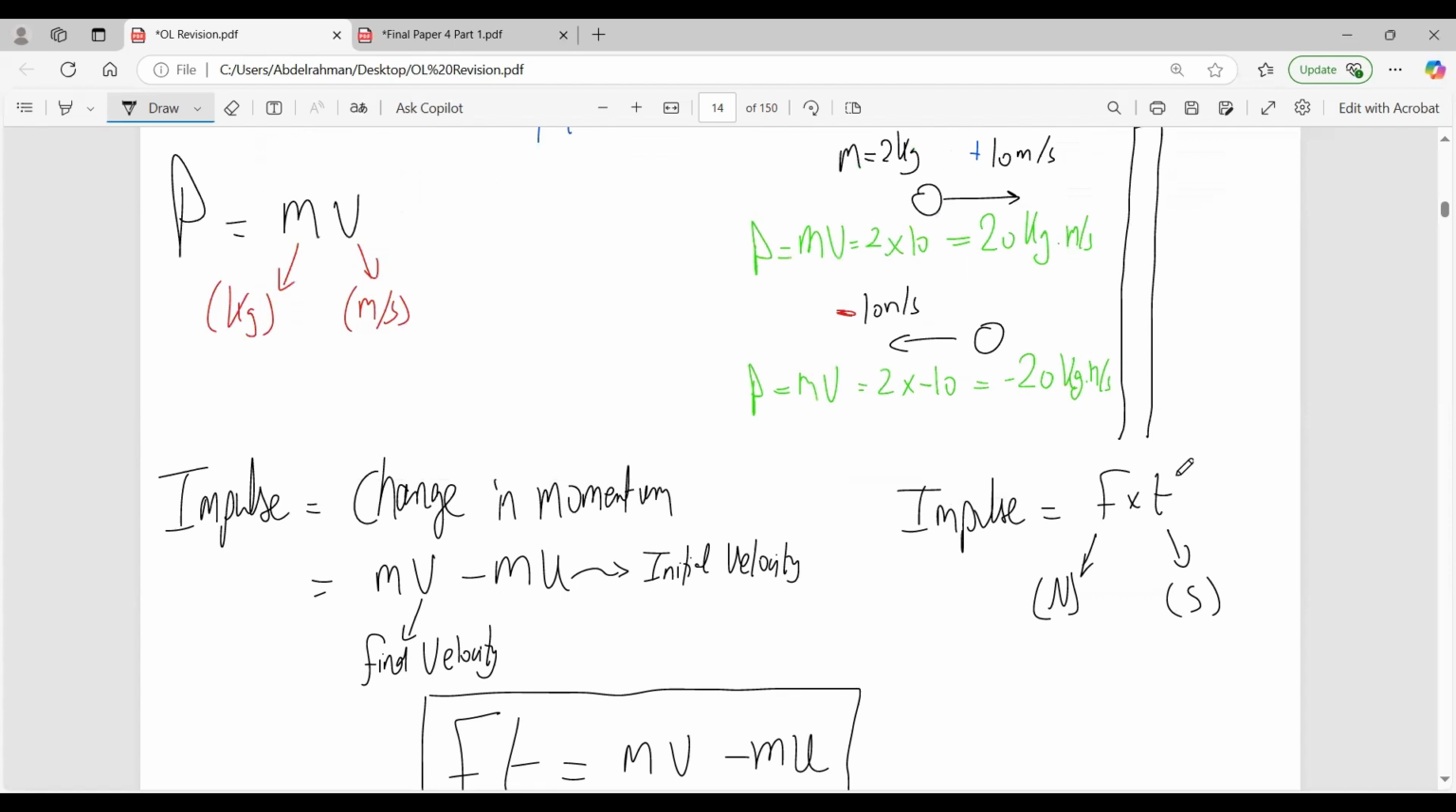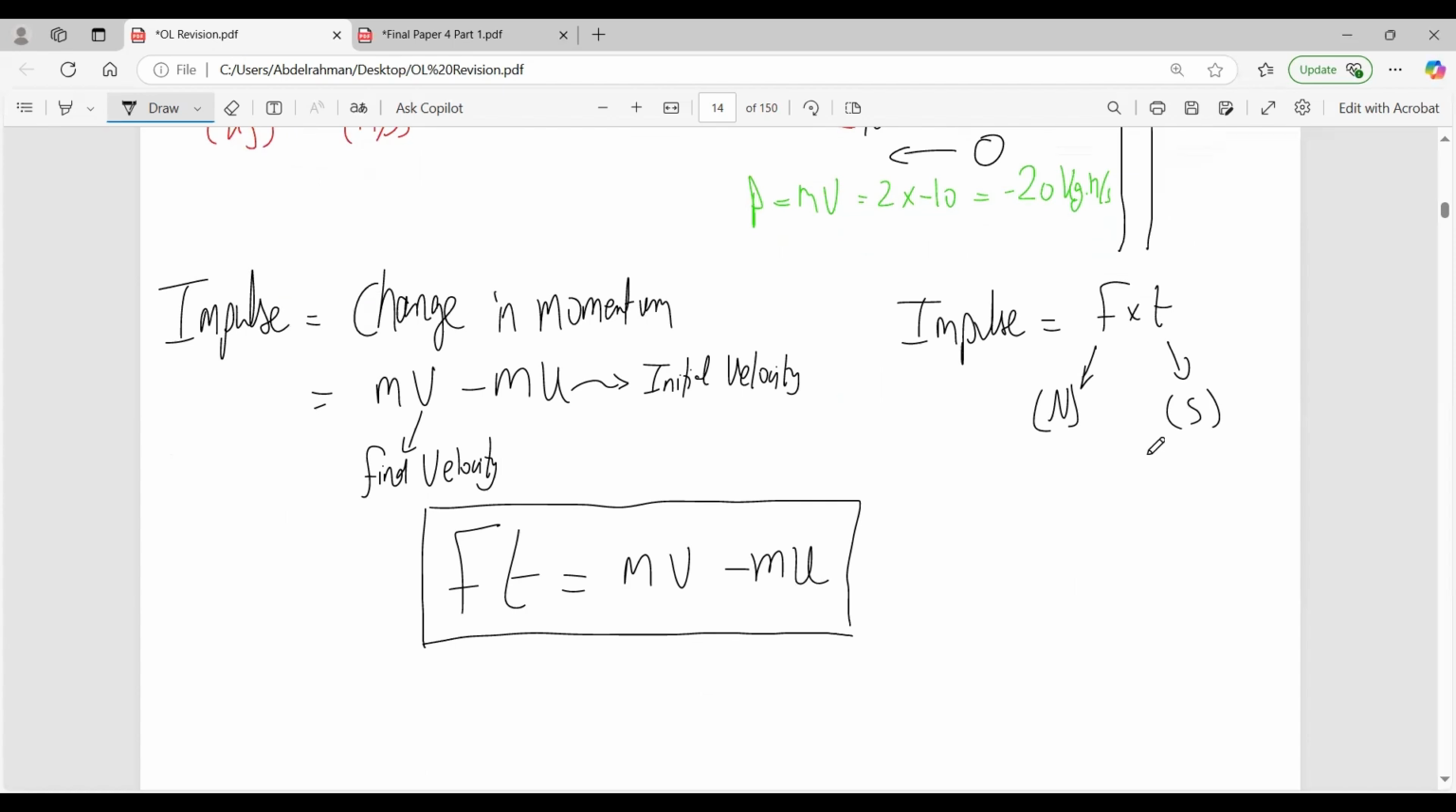If I want to find the impulse of this ball, I would say negative 20 minus 20, which would be negative 40 kilograms dot meters per second. The unit of the impulse could be either kilogram dot meter per second or newtons dot second. You have two units, and you can use either while calculating. Both of them are correct. Force times time equals mv minus mu.